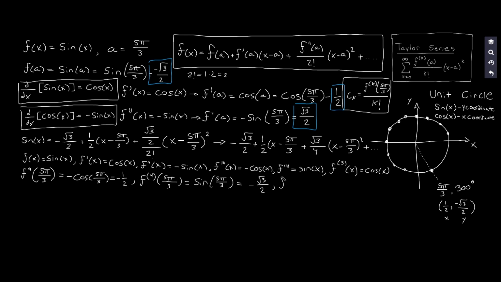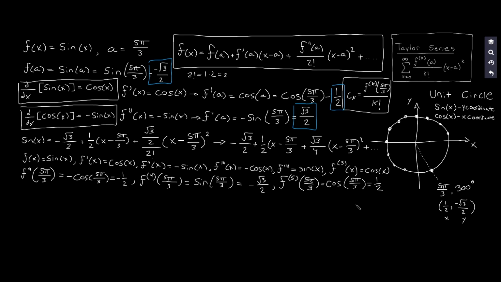This is going to be the fifth derivative of sine of x, but we're going to plug in 5 pi over 3 instead of x. The fifth derivative is going to be cosine of x, but it's actually cosine of pi over 3, and cosine is the x coordinate, 1/2.